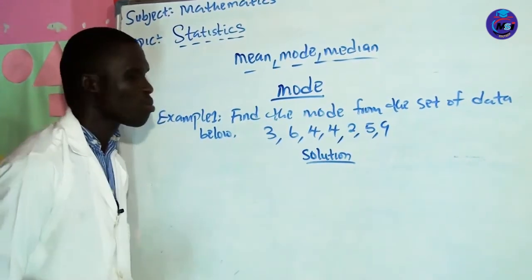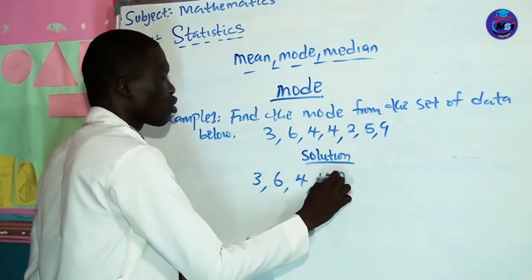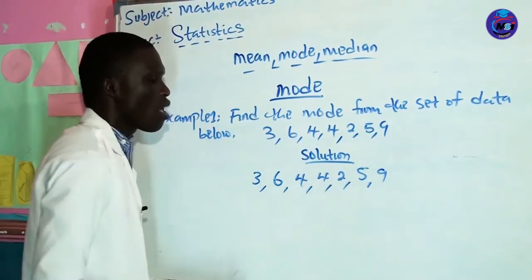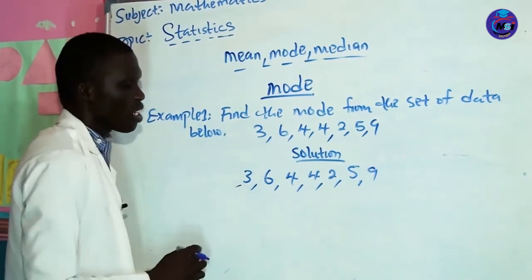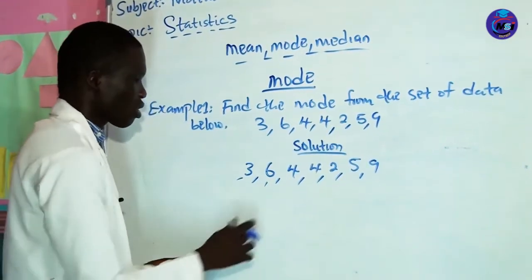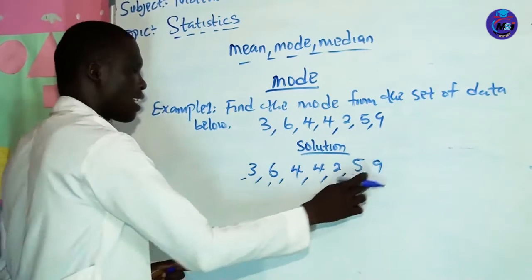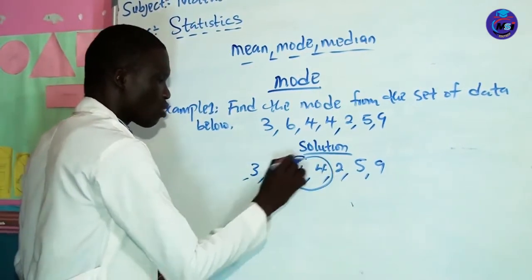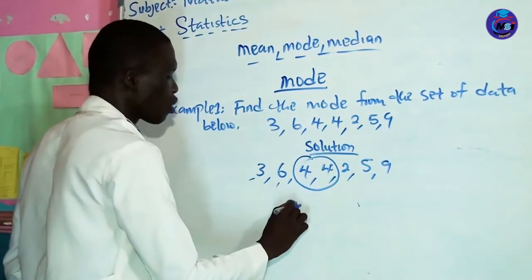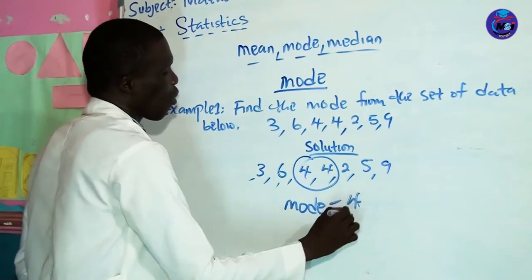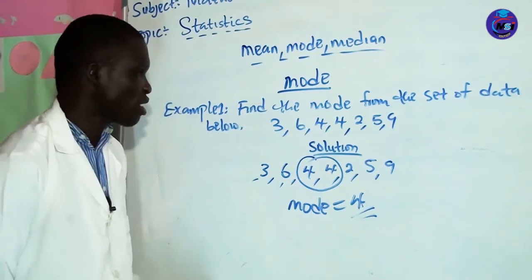What are we going to do? We have 3, 6, 4, 4, 2, 5, 9. If you look at this, 3 appears once, 6 appears once, 2 just once, 5 just once, and 9 just once. Look at 4, it appears 2 times. So mode equals what? 4. Just simple. Okay, you can even set questions by yourself and you will understand what I mean.